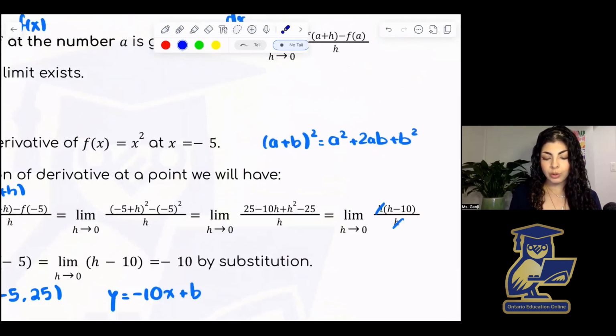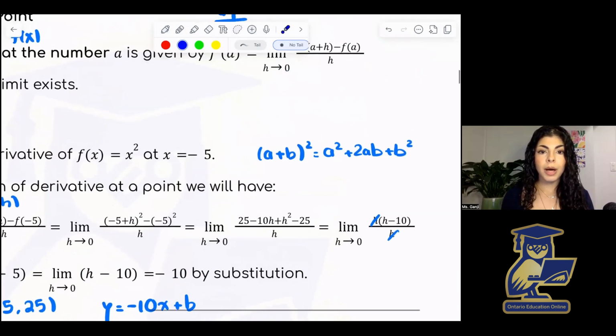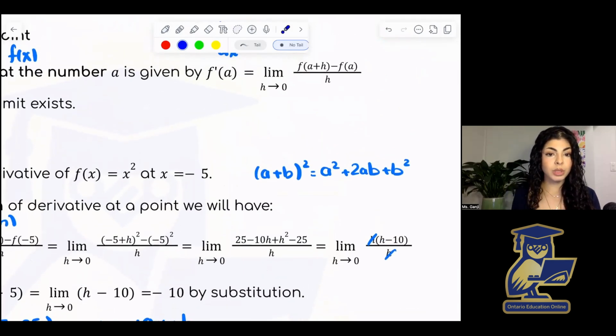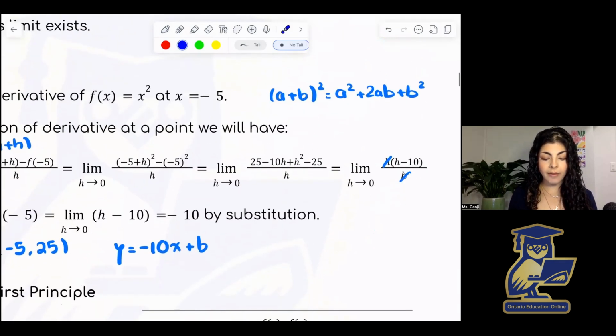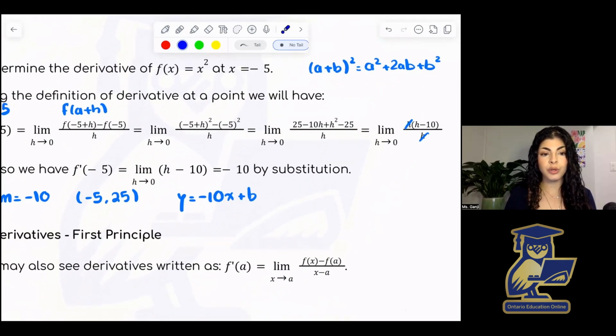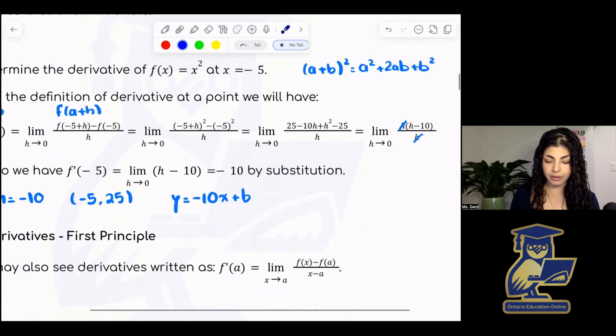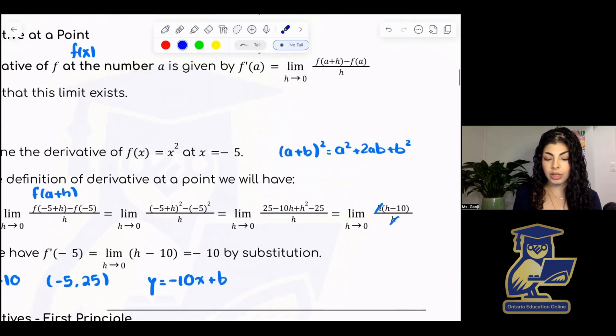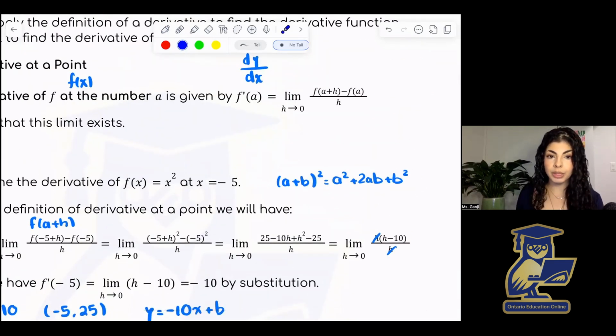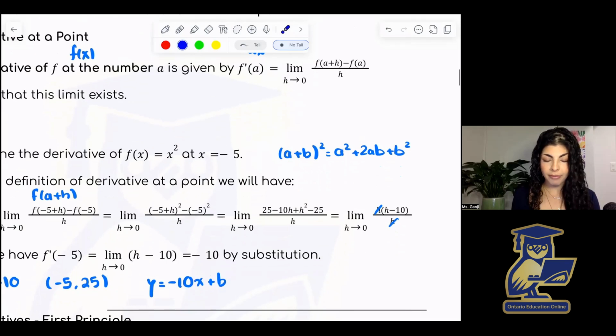You'll see me mostly use this one up here, but if the first principle makes more sense to you, please feel free to use that. I've also included an additional video for you on Google Classroom going over the first principle. So if you want to use this one or build your foundation of the definition of the derivative using limits, please make sure to watch it and make connections to this limit. But again, they're both the same. They both equal f prime of a.